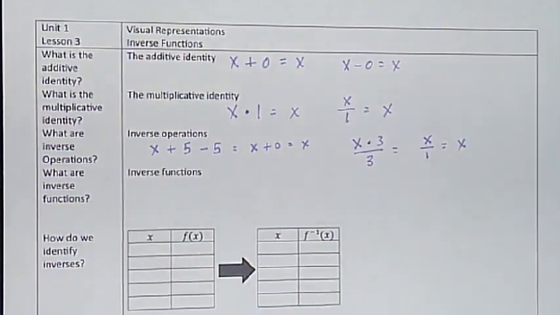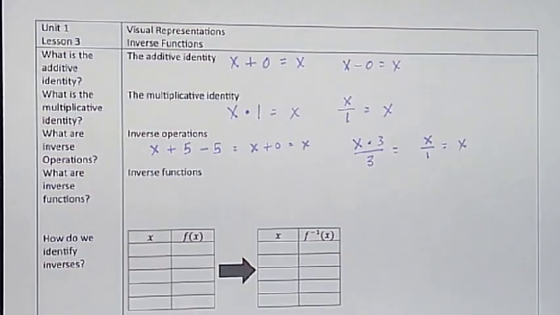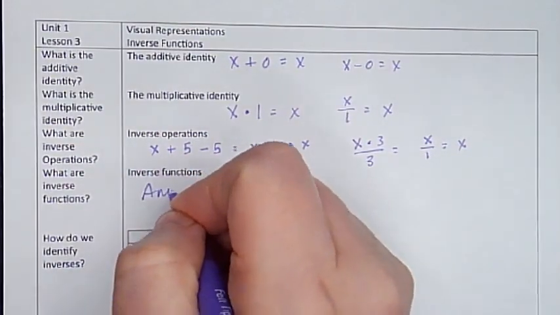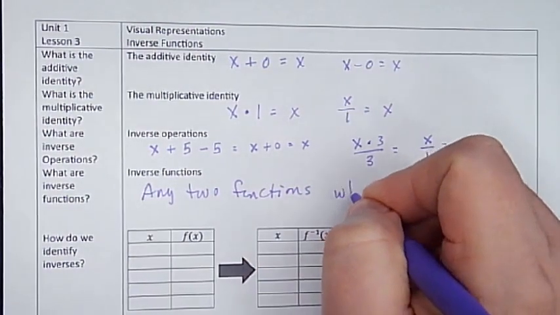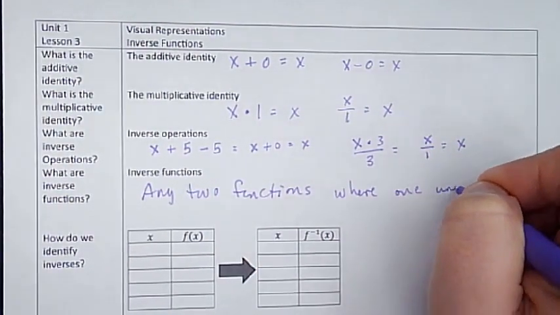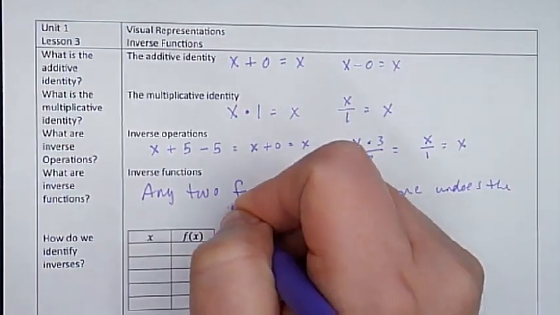So this is a way for us to consider that addition and subtraction are inverse operations, and multiplication and division are inverse operations. So we can extend beyond the basic 4 operations of addition, subtraction, multiplication, and division. Any function which will undo another, which means that if we apply both, we get back what we started with, are considered inverse functions. So any two functions where one undoes the other.